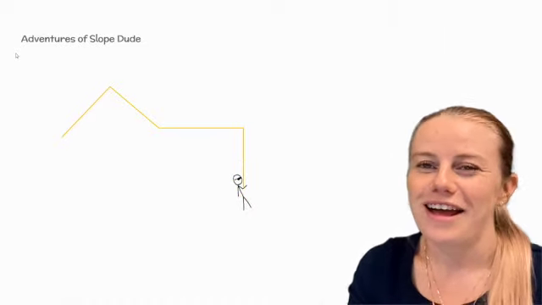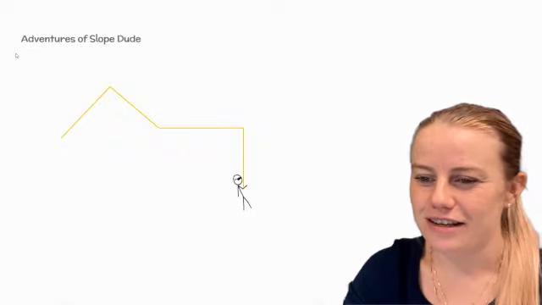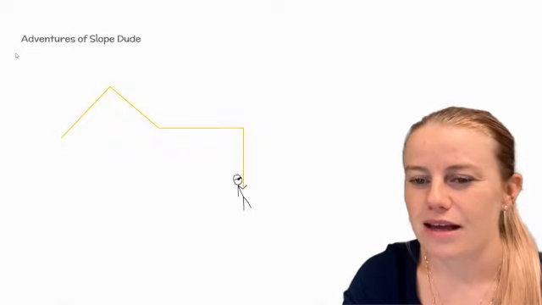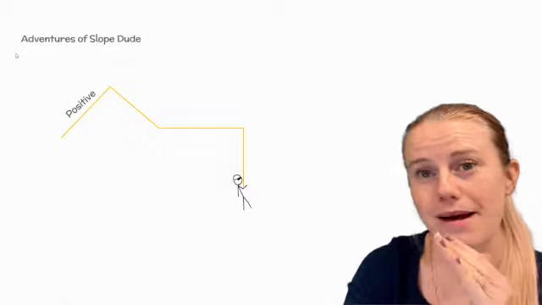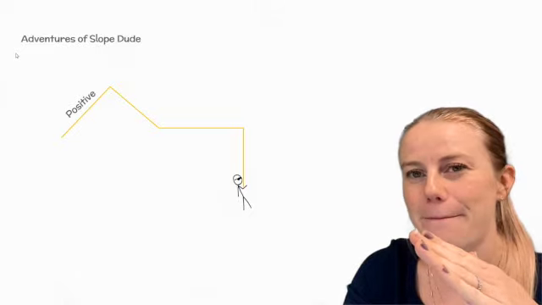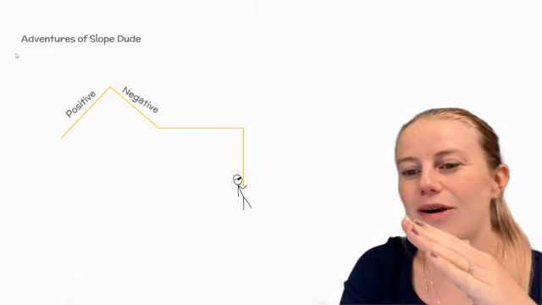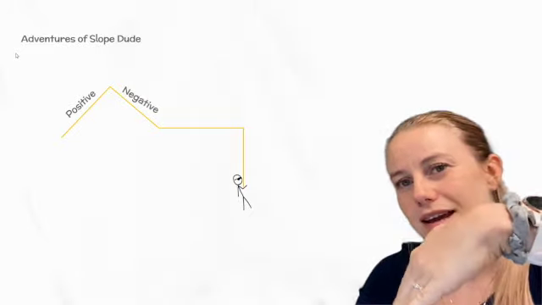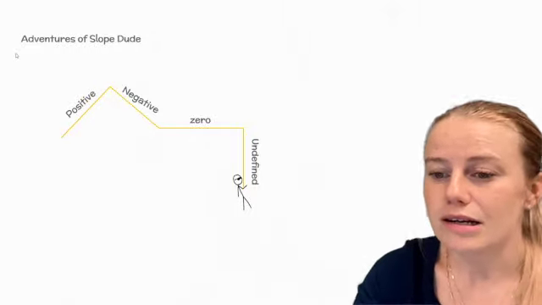He's first going to go up the mountain and down, and then he's going to walk straight and then go down. When he went up the mountain, he was going positive. So our slope is positive if our line is going that way. And when he was going down the mountain, negative. When he was just going straight, 0. And when he was falling, undefined.